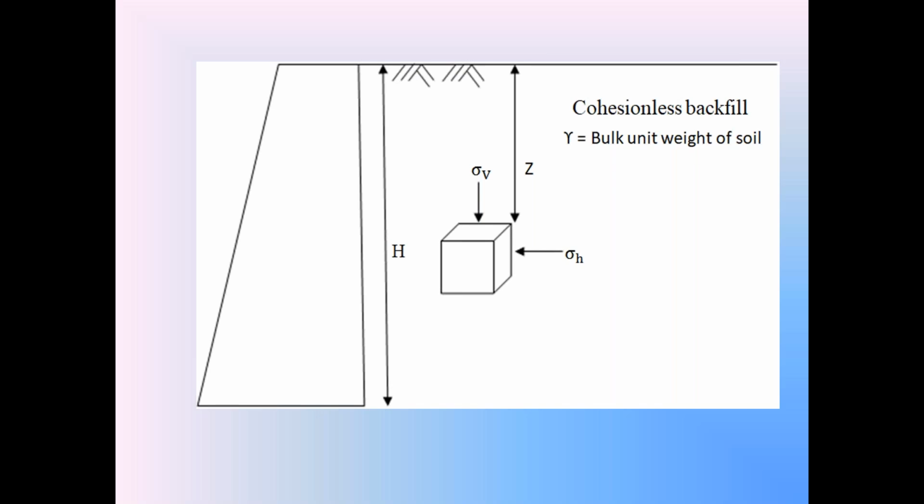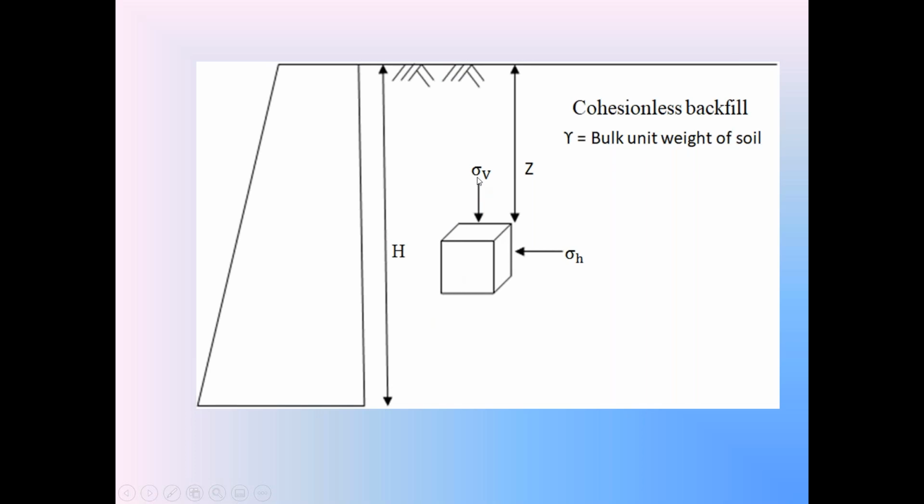In this Rankine's active earth pressure, first I consider a soil element in the backfill at a depth z from the top of the backfill. We know that the soil element is subjected to two stresses: one is the vertical stress, the next is the horizontal stress. The vertical normal stress and the horizontal normal stress. No other stress is acting on this element. Neglect the z-axis.